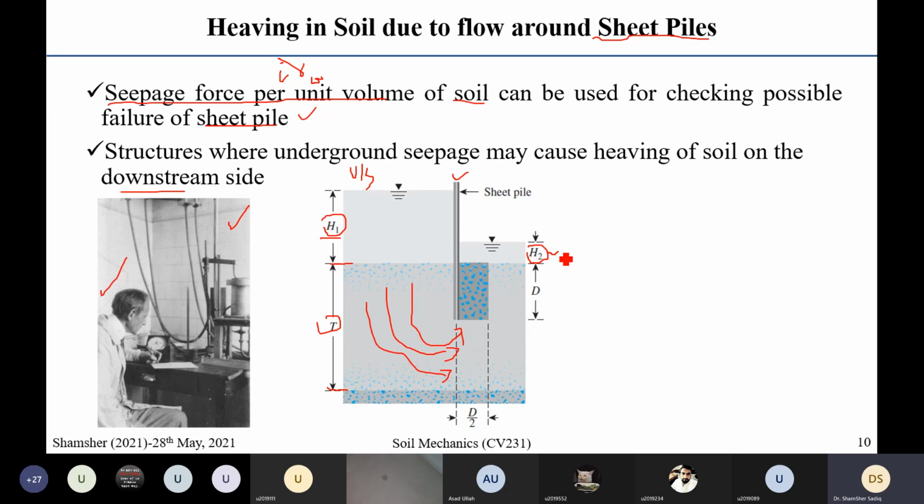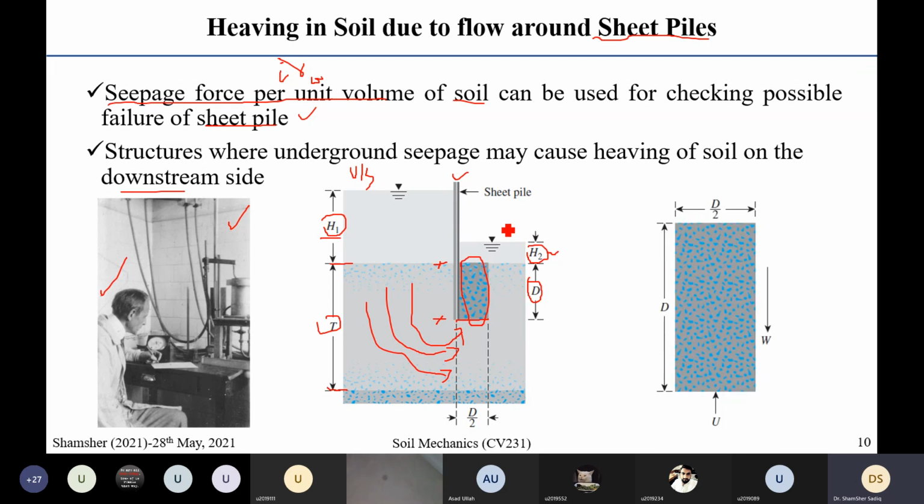Now he investigated a lot of experiments, and he says that if this is the embedded depth of the sheet pile in the permeable stratum, the embedded depth of the sheet pile or dam or excavation, then on the D/2 width there is always a failure. So he says this is the area where there is always the piping or heaving failure. So the soil fails, and because of this failure the sheet pile collapses.